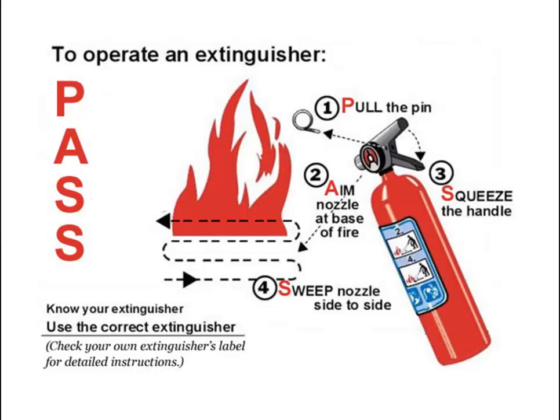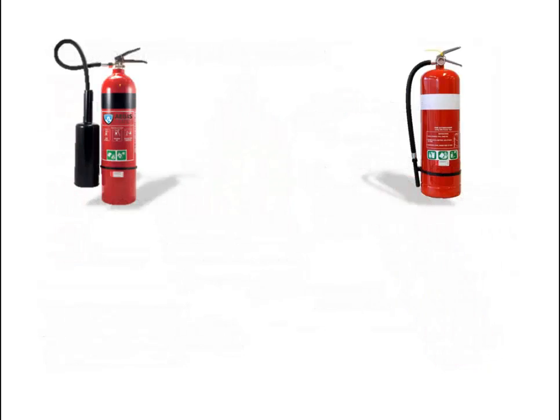Those of you that have done this topic should recall the PASS system of fire extinguisher use. The PASS is an acronym. It stands for pull the pin, aim the nozzle, squeeze the trigger mechanism, and sweep the nozzle from side to side. And it's this last point that leads us to error of parallax.